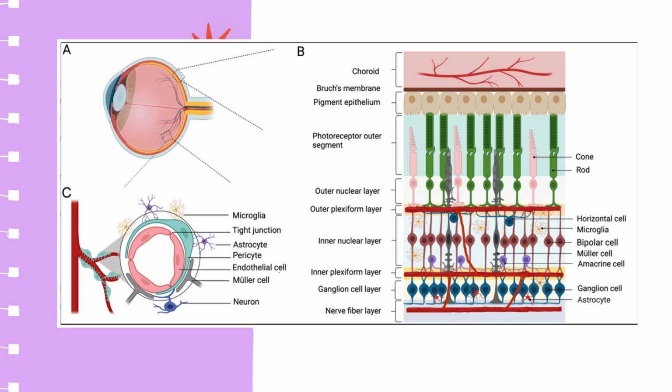Looking at the supporting structures, we have the Muller cells. These glial cells maintain retinal structure and help manage oxidative stress, and prolonged blue light exposure can impair their protective role. And then the microglia and the astrocytes. These cells support neuronal health and also mediate inflammation. Overexposure to blue light may trigger an inflammatory response and contribute to retinal damage.